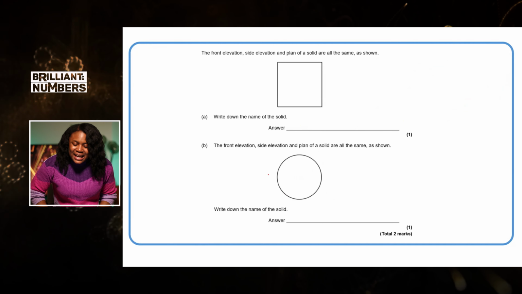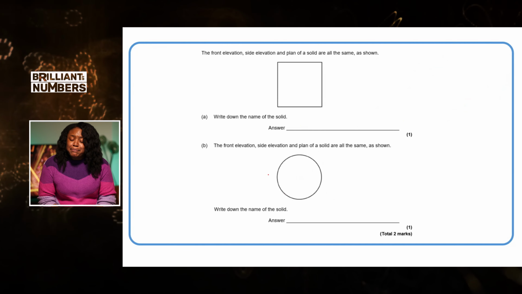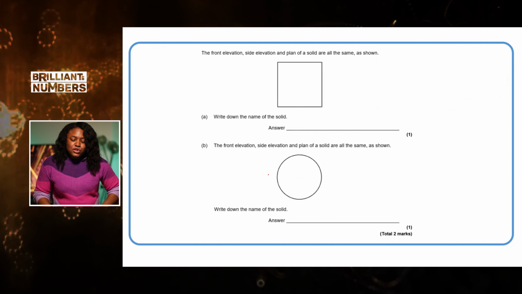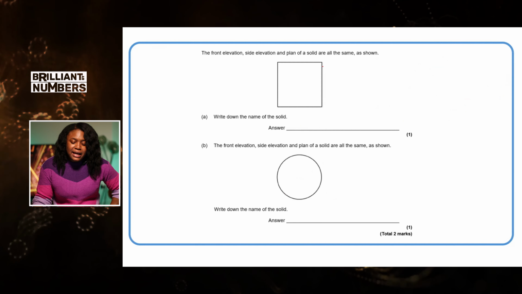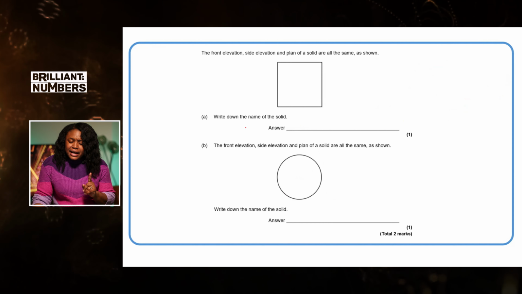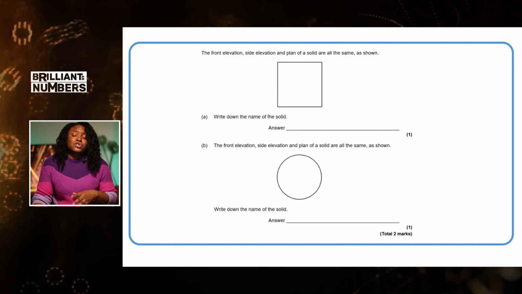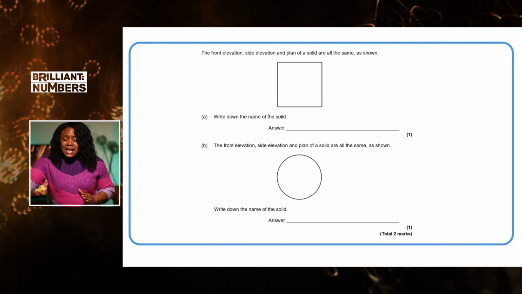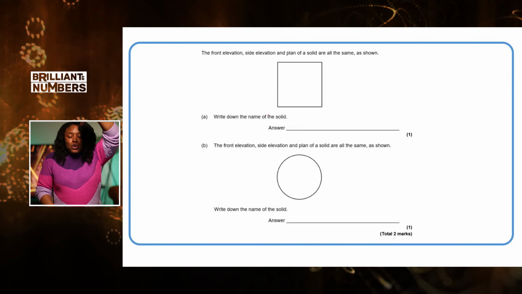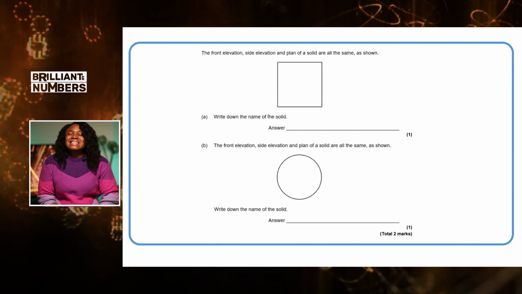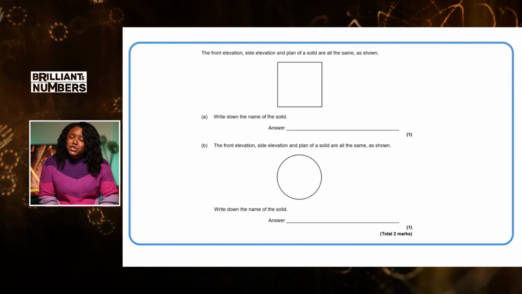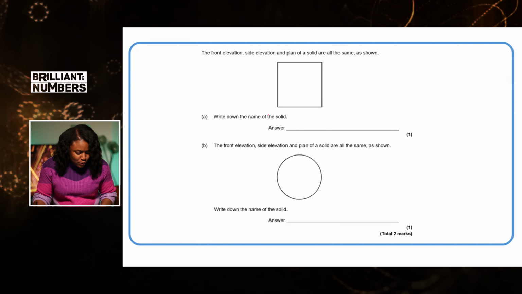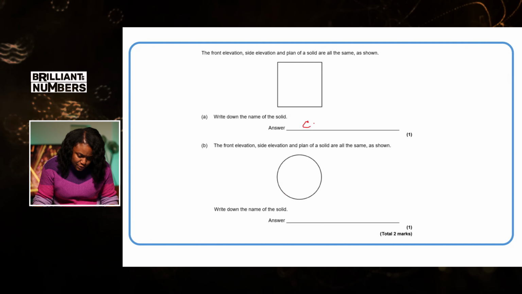Now, the front elevation, side elevation, and plan of a solid are all the same as shown. So we can see here, this shape is a square. It asks us here to write down the name of the solid. So we've got to think, if the front elevation, which is what we look on to see, the side of it, and the plan view is what we look down on and see, if all of these are the same, the only shape that this could be that has all sides being the same has to be a cube. So we go ahead and we write that down. So cube.